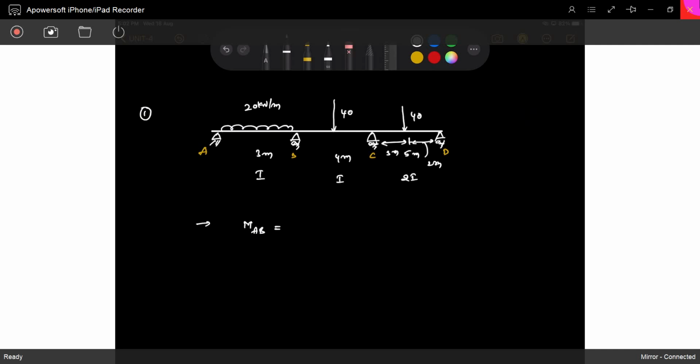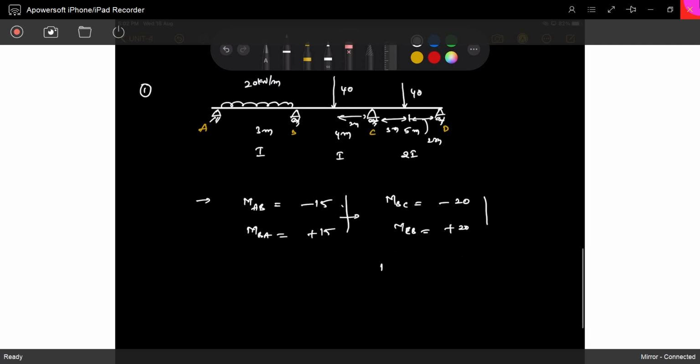See, first the fixed end moments. MAB, no need to write again and again: WL square by 12, it's 15. MBA is positive 15. Now MBC, exactly, it's 2 meters and 2 meters. PL by 8, 40 into 4 by 8, so it's 20. MBC is minus 20, MCB is plus 20. That's it. Now MCD, we can observe it.